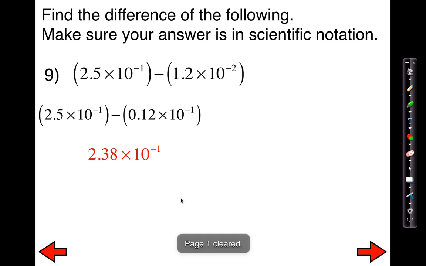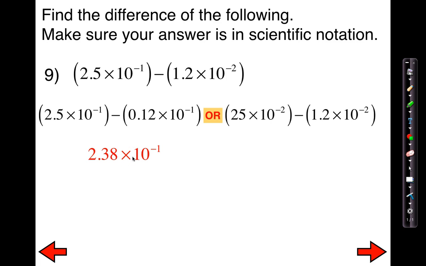But again, here are the different options. This was my first option here, which led me straight to the answer. But if you chose to convert both into negative 2s, you should have ended up with something like this. You got an answer where the coefficient was too large. You'd have to adjust it. But once again, you'd get the same answer. So it really doesn't matter which method you choose. Just keep in mind that if you choose the larger exponent, there's a good chance you're not going to have to adjust the coefficient.